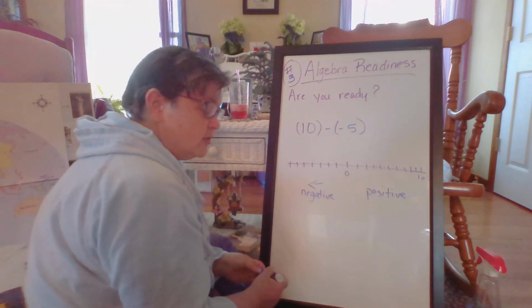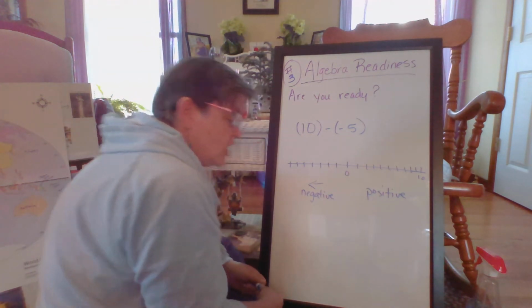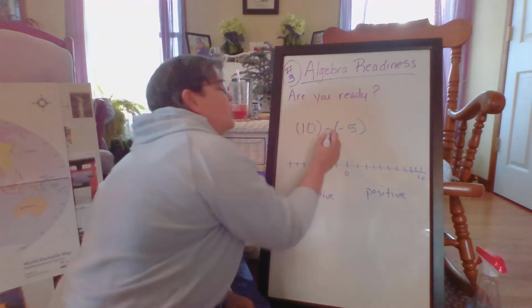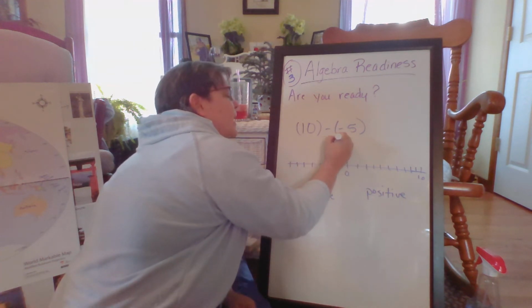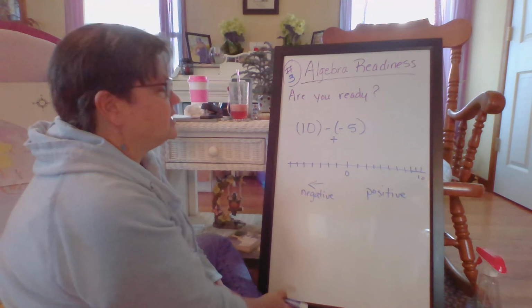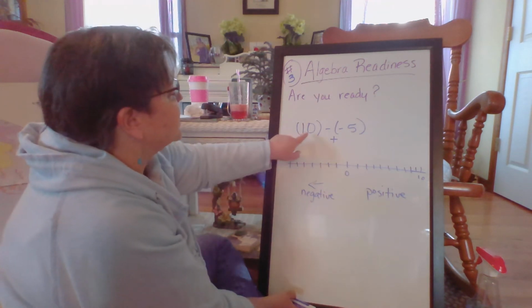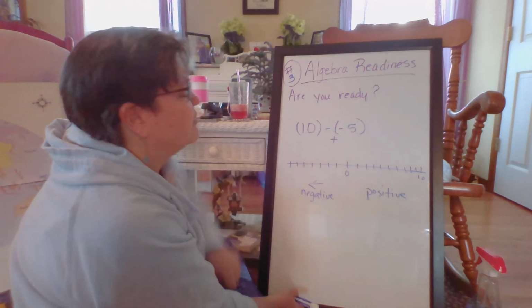Well, if you have listened to me enough, you know that when you have two negatives side by side, that is a positive. It's a positive. So this is actually 10 plus 5.